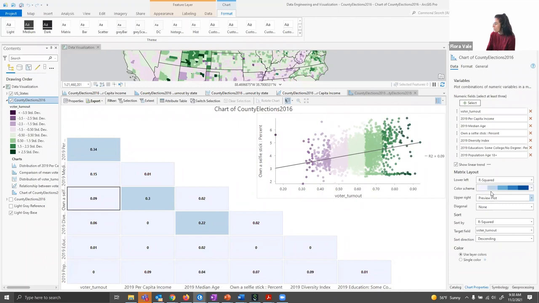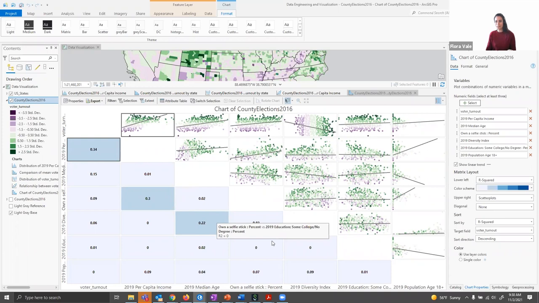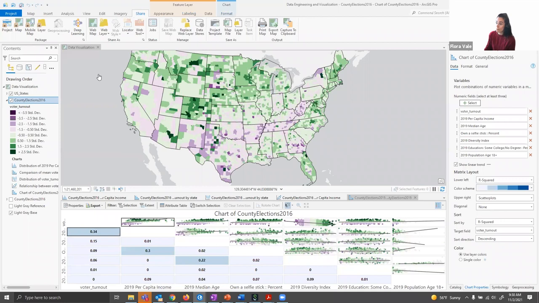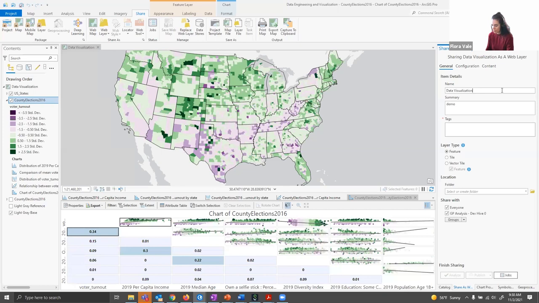And we can even change the upper right corner to show scatter plots again, if we want to be able to visualize both at the same time. So a really neat way to explore categories, distributions, and relationships in this demo. And the last thing I'll do here is I'm going to publish this web layer to ArcGIS Online, because as of recently, we can view charts and create charts in Map Viewer.